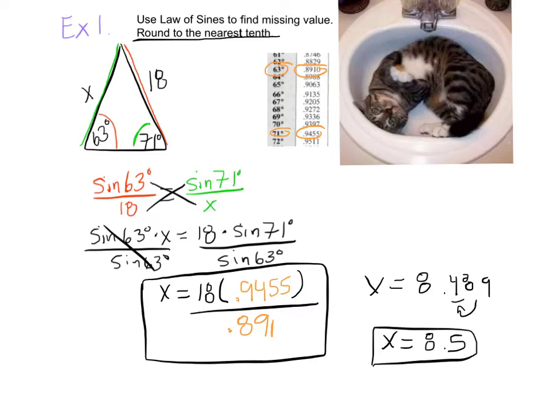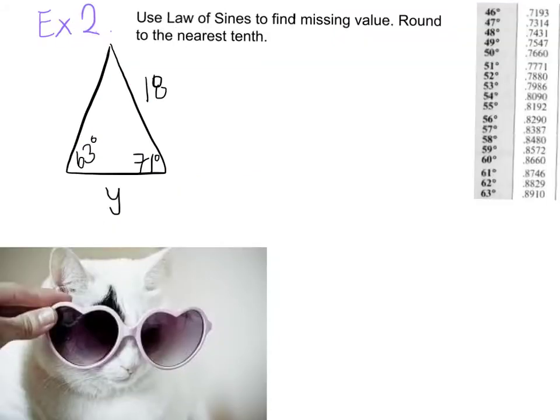But because it's a little bit too much calculation for me to ask of you, I'm going to ask that you just leave your homework, tests and quizzes like this when you use the law of sines. Now let's look at example 2. Here they say, use the law of sines to find the missing value, round to the nearest tenth.